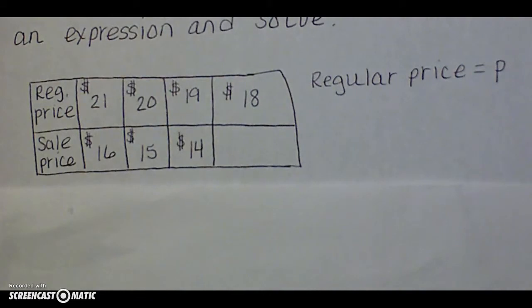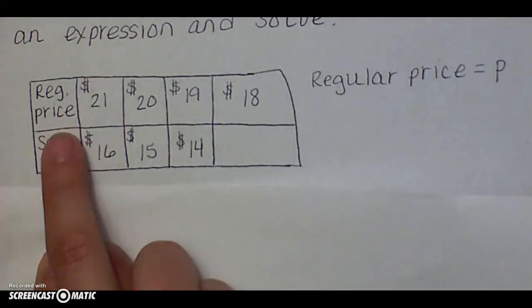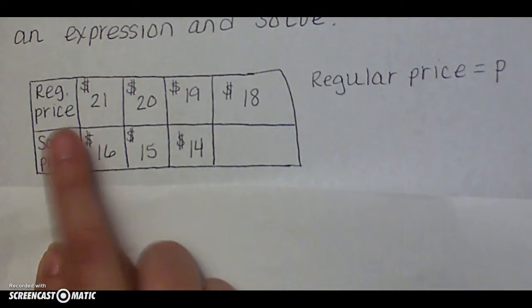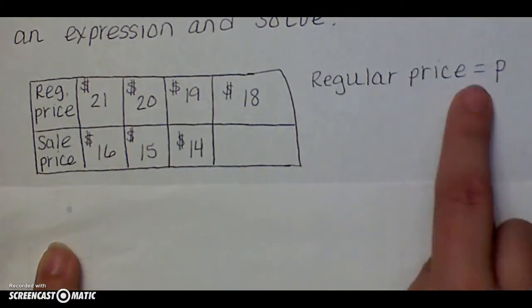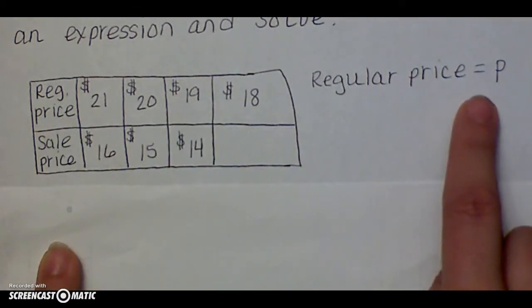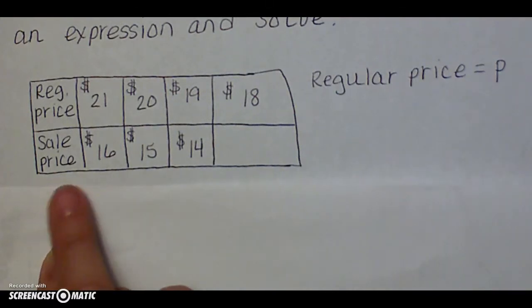You may have seen these in grade 4, but turned on their side, and I'll show you an example of that in a little bit. So please copy down the table exactly how I have it. In this table, the first column going across is regular price. And here we're going to say that regular price will equal P. That'll be the variable we use when we write our expression. Sale price is along the bottom.